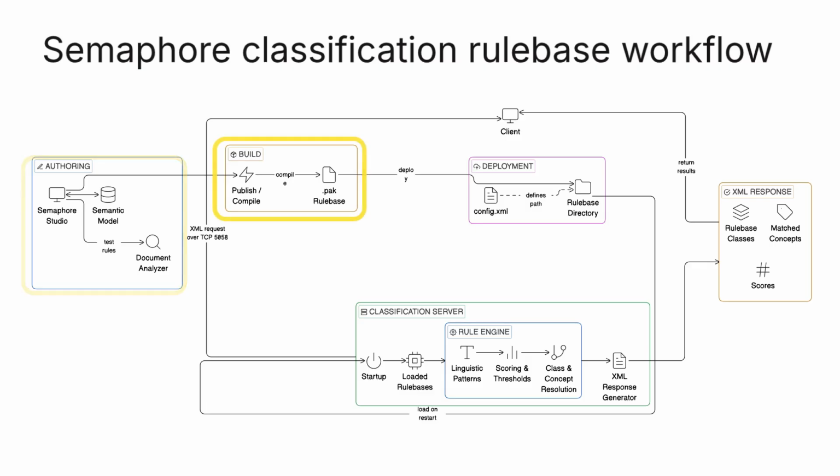Once the model is ready, it moves into the build phase. Here, the authored rules are published and compiled into a compiled rule-base file. This step converts human-readable rules into an optimized runtime format that the classification server can execute efficiently.